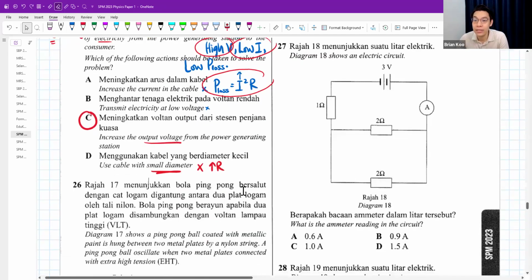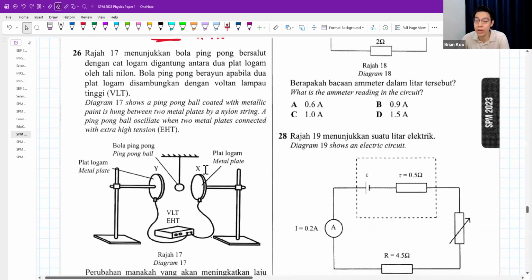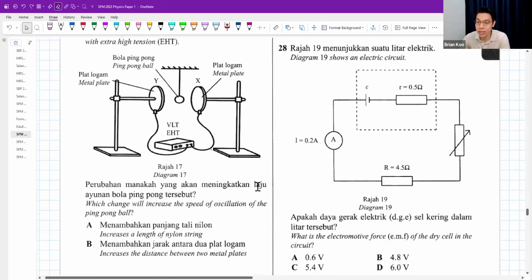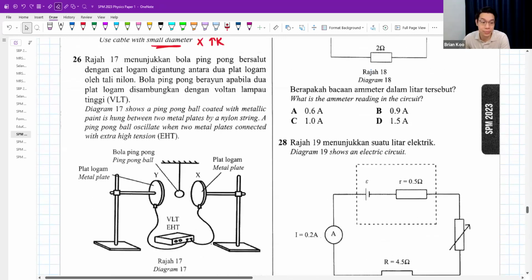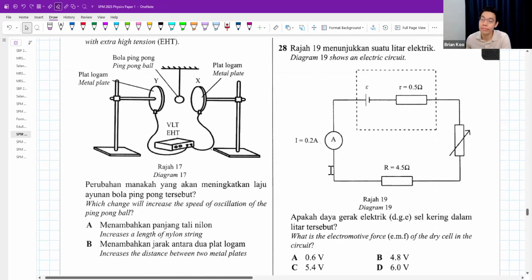Yeah. Okay, question 26. Diagram shows a ping pong ball coated with metallic paint hung between two metal plates by a nylon string. A ping pong ball oscillates between two metal plates connected to an extra high tension. Okay, very classic electric field question. Which change will increase the speed of oscillation of the ping pong ball? Okay, increase length of nylon string. I don't think that helps.